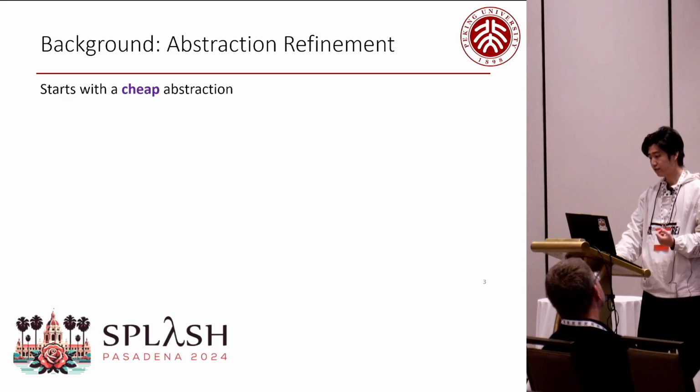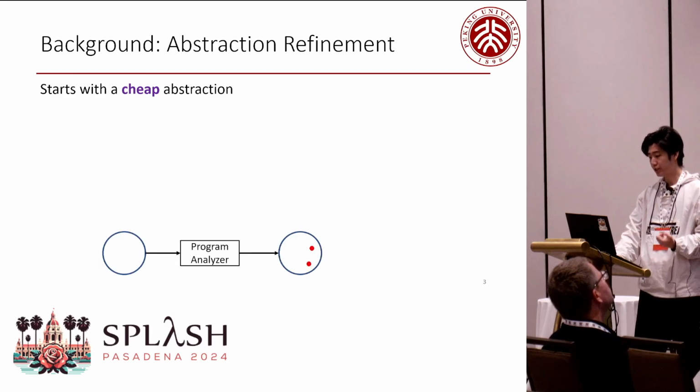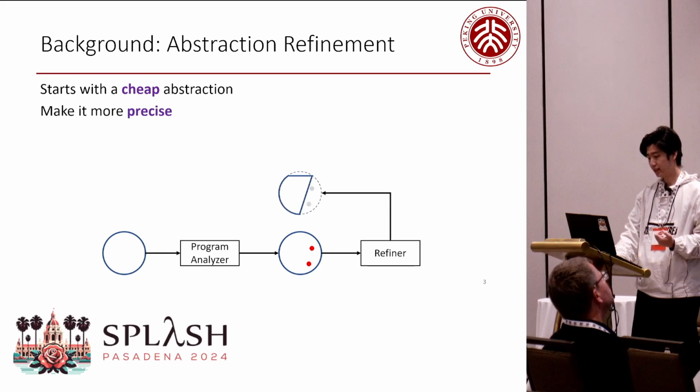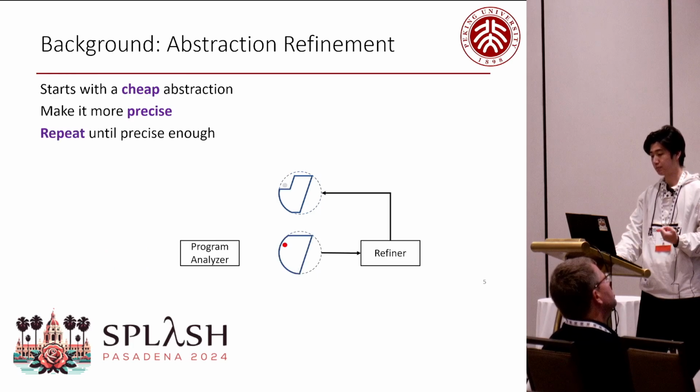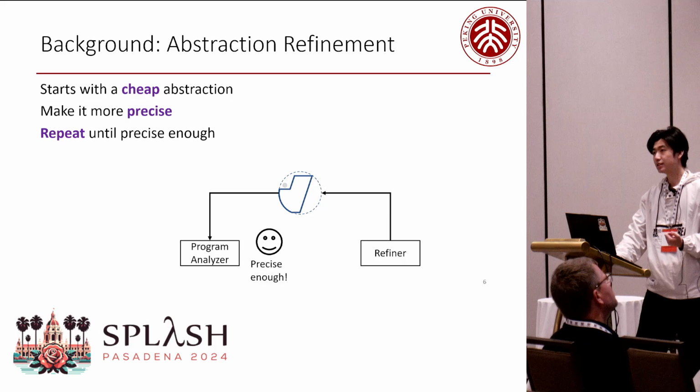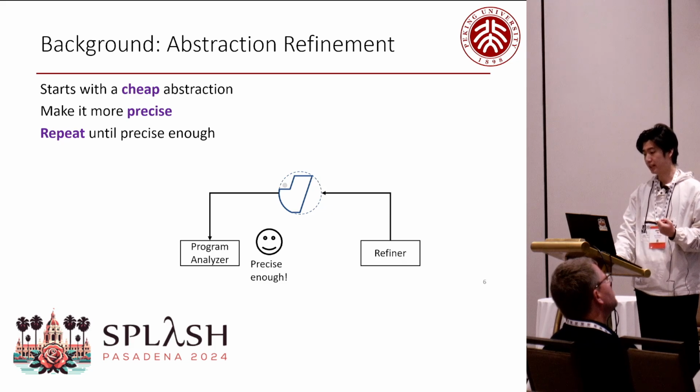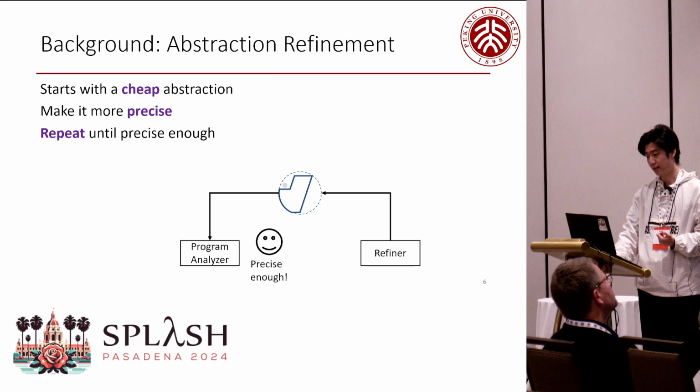We start with the most coarse abstraction and run the analysis with it. Based on the result, we then select a more precise abstraction of the analysis. This procedure repeats until the abstraction is precise enough. Since we terminate once the abstraction is precise enough, the abstraction will not be overly precise.